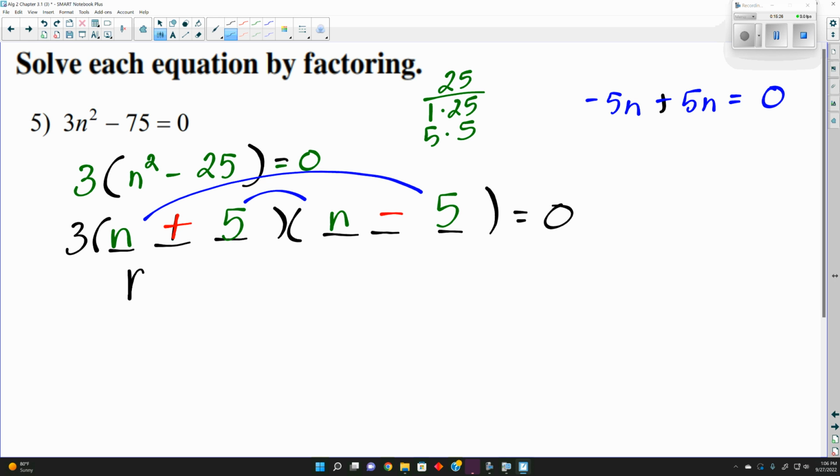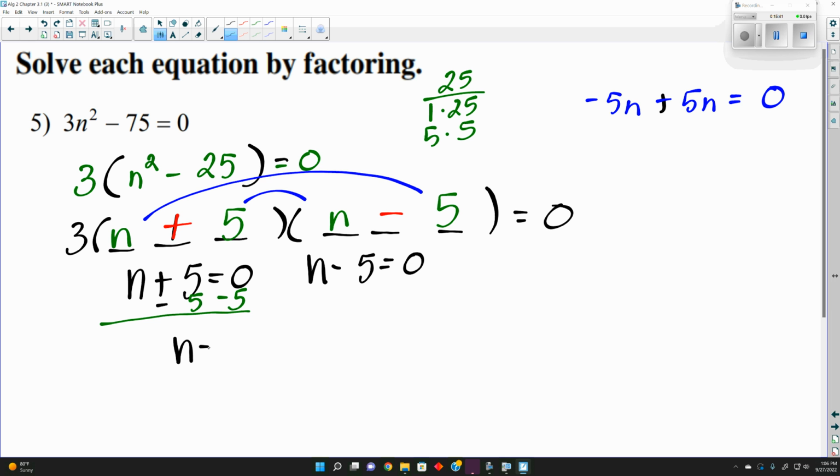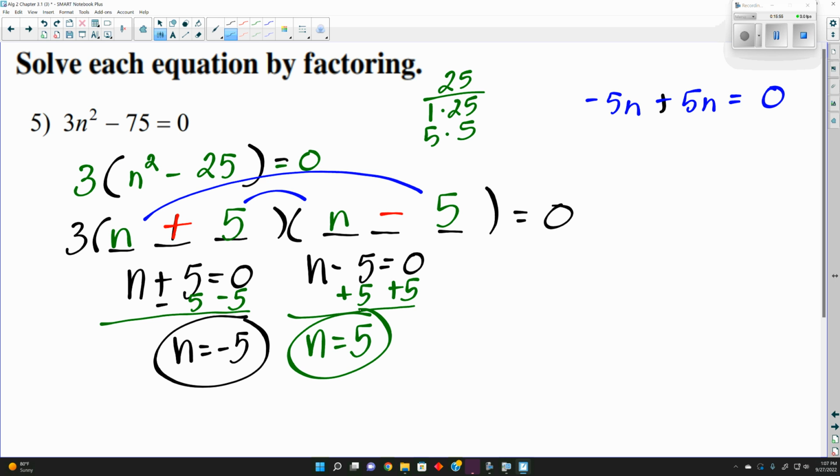Which means we can say that n plus 5 is equal to 0 or n minus 5 is equal to 0. To solve this here, we would subtract 5 from both sides, telling us n is equal to negative 5. For the other one here, we would add 5 to both sides. So n is equal to 5. So n is equal to positive and negative 5.